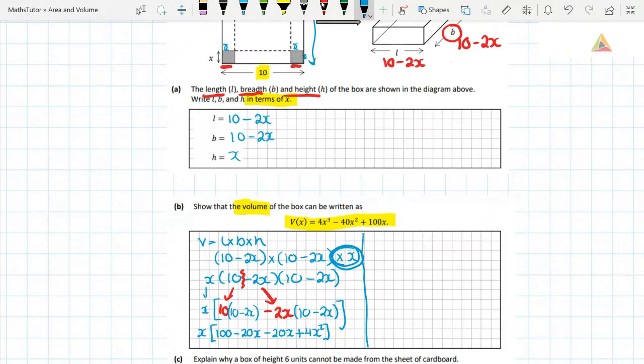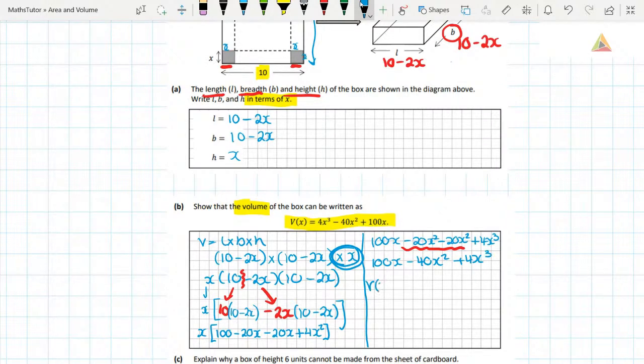So I'm going to say x times 100. So that's 100x, minus x times 20x is minus 20x squared. x times minus 20x is minus 20x squared again. And x times plus 4x squared is plus 4x cubed. So now we'll put like with like, so I can see that we have two x squared terms there in the center. So we're going to put those together and I'll get 100x minus 40x squared plus 4x cubed.